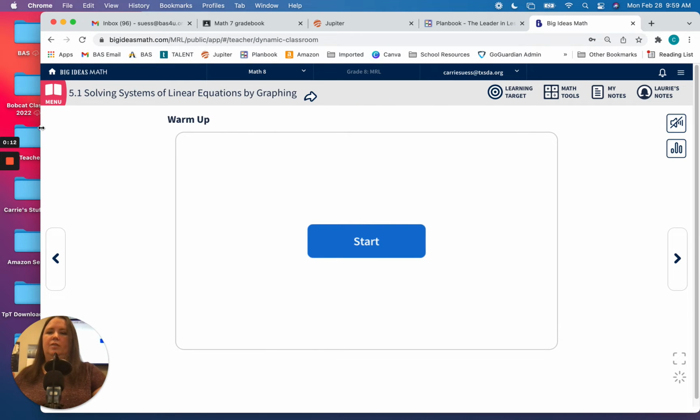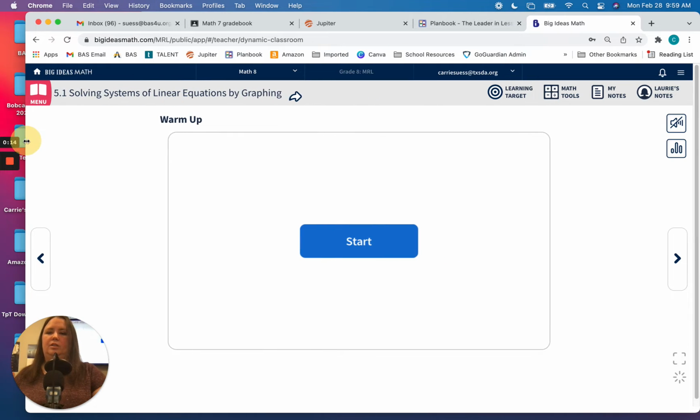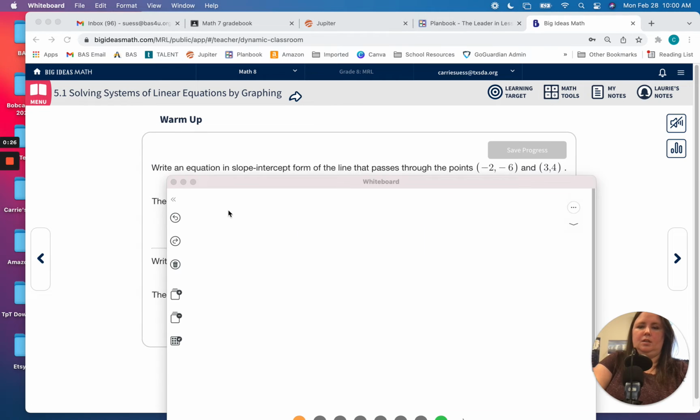Okay, we are solving systems of linear equations by graphing. When you're solving systems of linear equations, there's going to be 3 different methods that you're going to learn to solve this. The first one is graphing. Okay, do your warm-ups. All right, so the first warm-up.